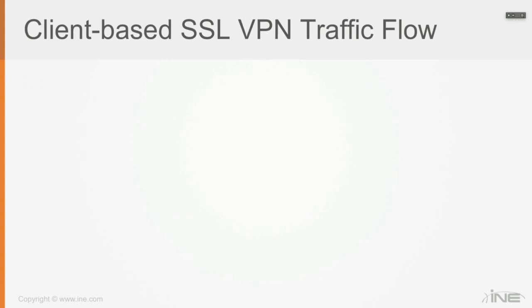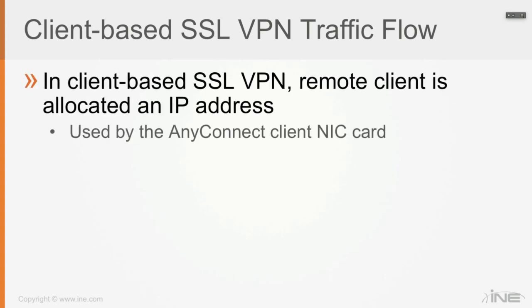Now let's see what the traffic flow is. When we fire up the client-based SSL VPN tunnel and the tunnel is successfully built, what is the data plane traffic flow through the tunnel? In client-based SSL VPNs, the remote client is going to be assigned or allocated an IP address by the VPN gateway, and that IP address is going to get assigned on the AnyConnect client NIC card.